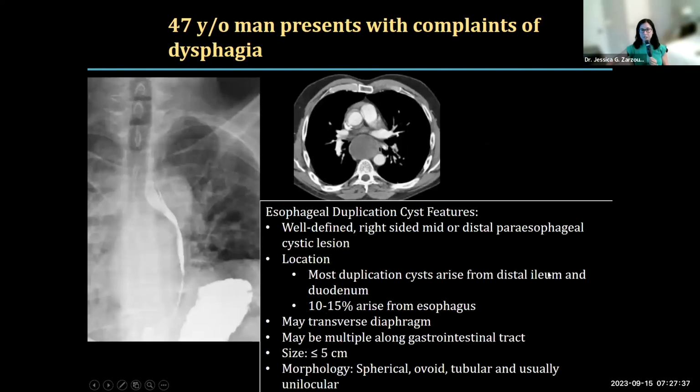Esophageal duplication cysts can occur anywhere along the esophagus. More commonly in the GI tract, they arise from the distal ileum and duodenum. They are typically well-defined and are going to be cystic. They are typically less than 5 centimeters.